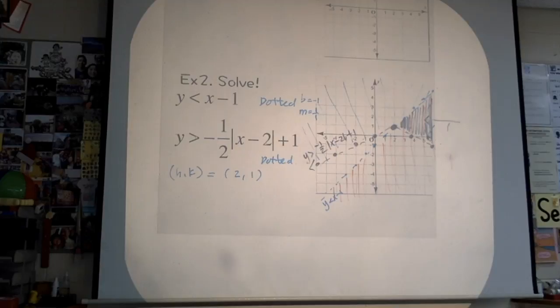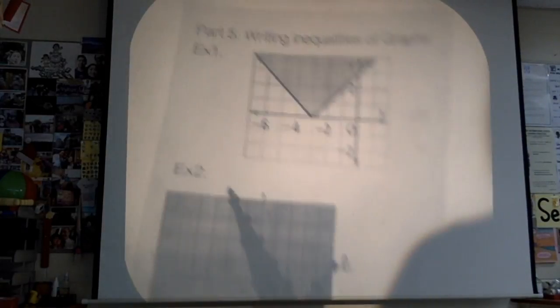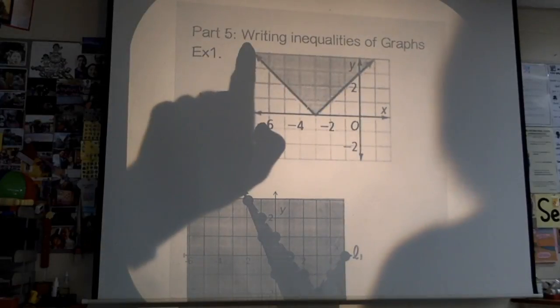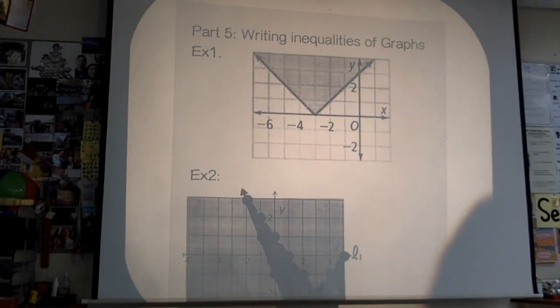We're going to do one more example. You can also watch the other video for more examples. Don't worry, I won't leave you alone. So let's do example 5 together. Now what we're going to do is part 5, writing inequalities from a graph. So you're going to go backwards now.